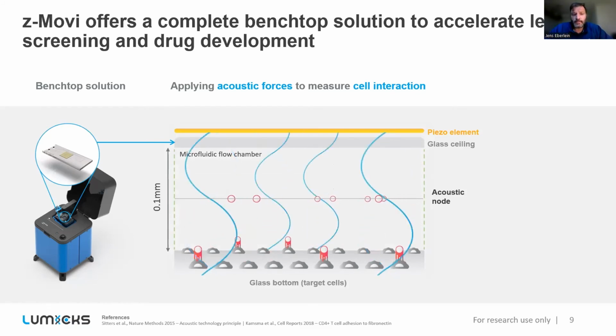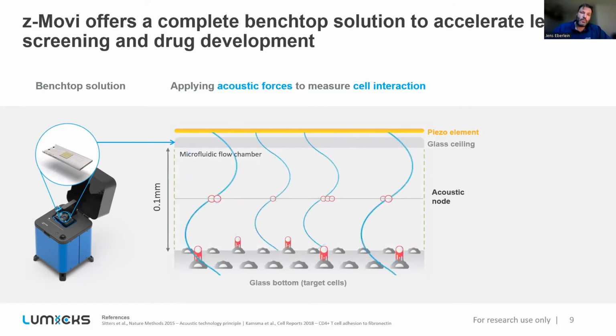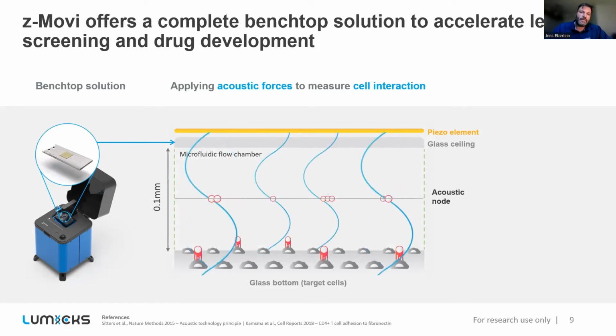Then we apply an acoustic force ramp. We employ this piezo element that you can see bonded on top here in orange. When we flow electric current through it, it creates standing waves. These waves transduce into the chamber and create an upward pulling motion on your cell. Since your target cells, which can be adherent or non-adherent cancer cell lines, adhere firmly to the bottom, the only cells that can lift off are your effector cells.